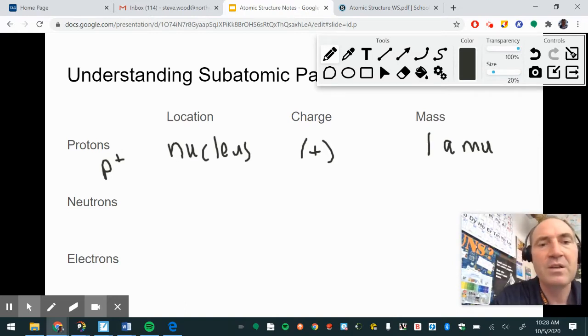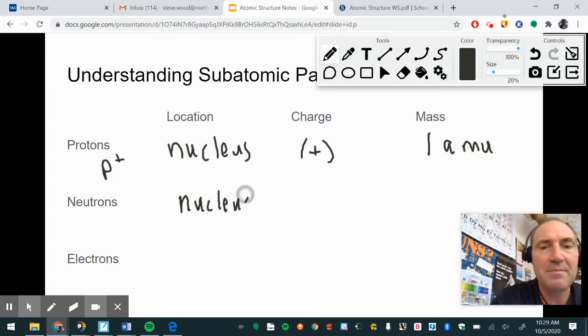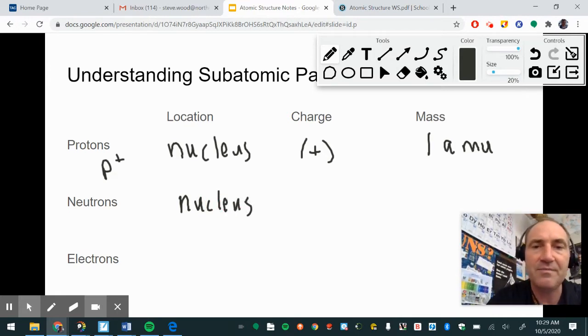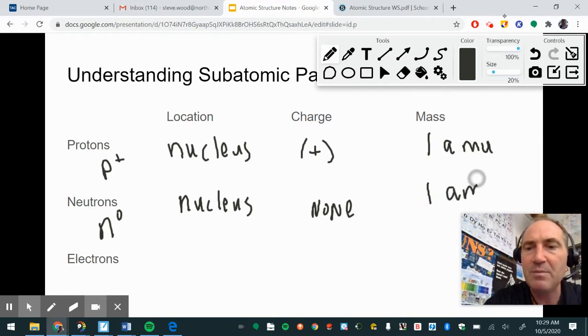That's what we use. So neutrons, they are also located in the nucleus, and they are about the same size as the protons. They are abbreviated N0 because they have no charge. So they are non-charged, but they actually have an important role in the atom and structure, and we'll get into that in this unit as well. They have a mass of 1 AMU, and they're about the same size, like I said, as the protons.